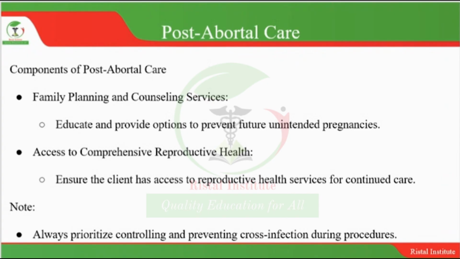Then another component is family planning and counseling services. Here, the mother will be educated and provided options to prevent further unintended pregnancies. She will be given information on the different methods of family planning available and how she can avoid unintended pregnancy in the future. Then the other component is access to comprehensive reproductive health. We need to ensure the client has access to reproductive health services for continued care. Something very important we need to note is that we need to prioritize controlling and preventing post-infection during all procedures that are to be conducted in post-abortal care.